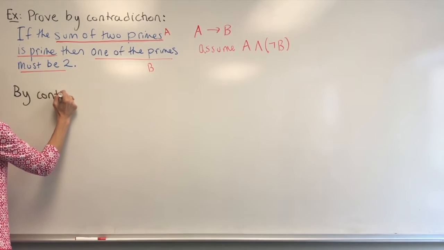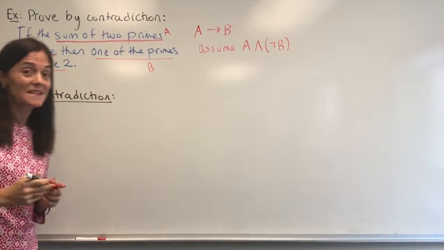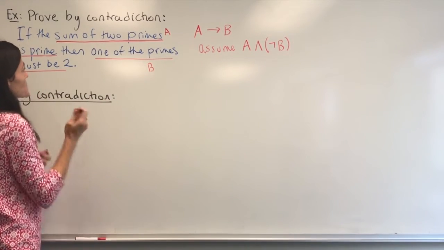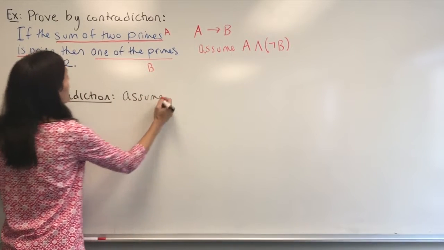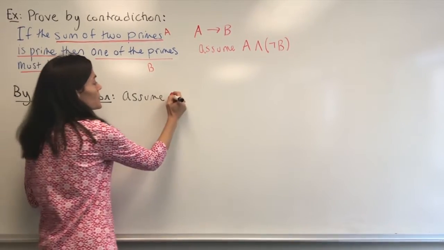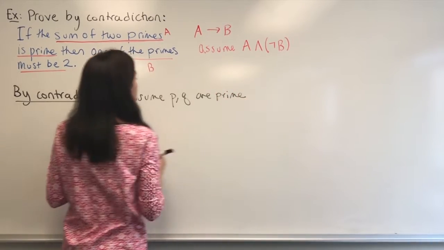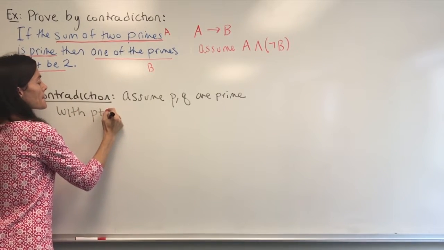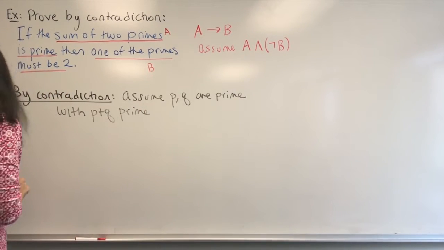By contradiction. We must always start our proof by saying what technique we're using. If we're using contradiction, you say by contradiction, or by contrapositive, something like this. So we will assume, well, this is saying something about the sum of two primes, so we're going to need two primes. So assume P and Q are primes with the sum of two primes prime. This is the statement A.